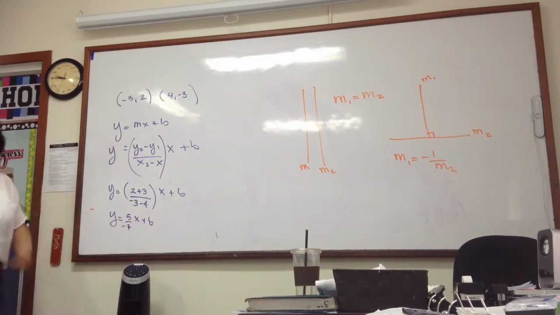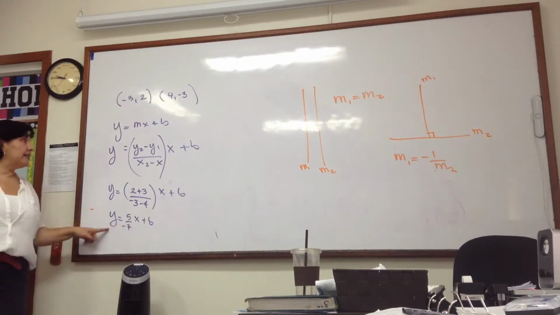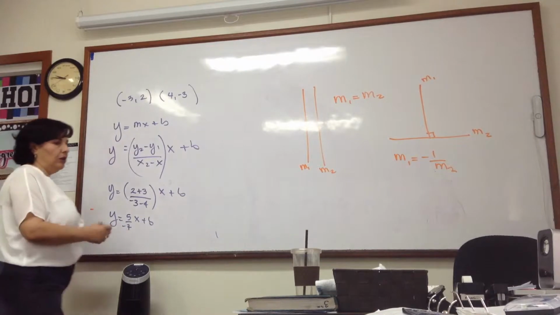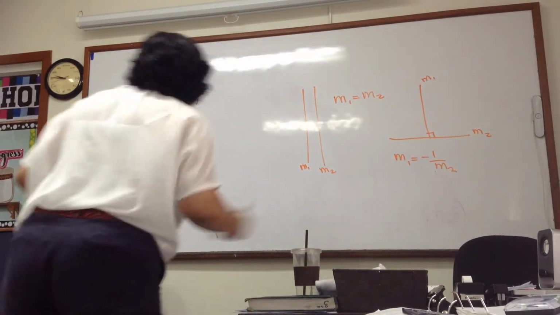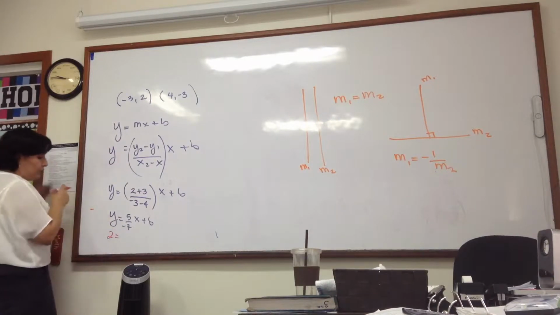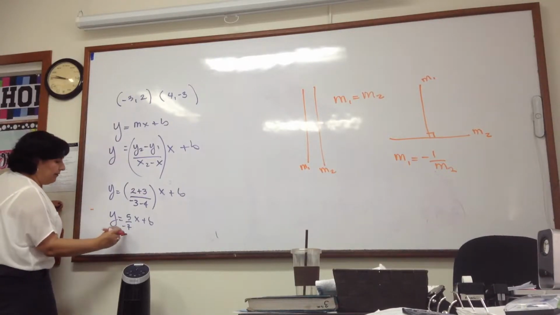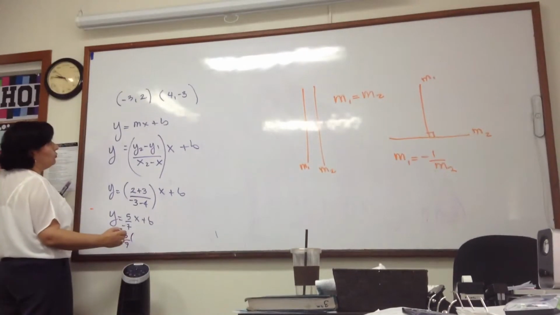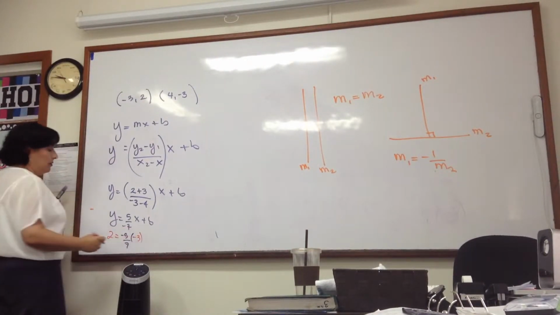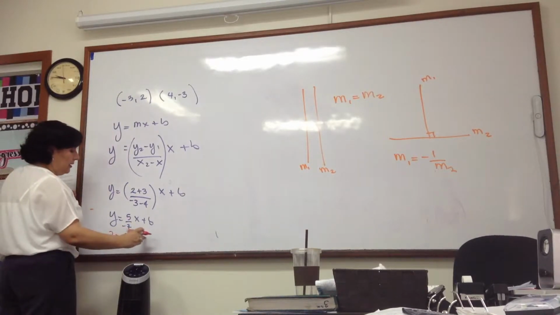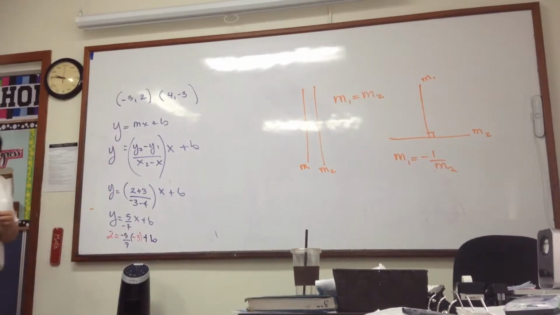Now I have to find the b. How do I find the b? I've got an x and a y. Can it be either one? Yes, absolutely. So all I do is substitute either one of them, and I've got 2 equals -5 over 7 times 2, plus b. You find b and you're good to go, because it's the only one you don't have. Okay? 15 over 7.